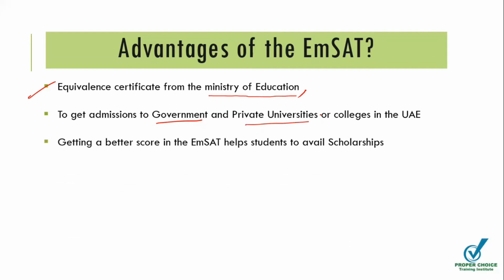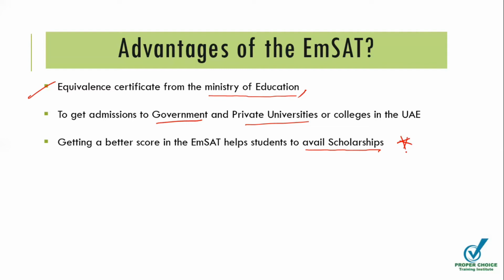The third advantage is that getting a better score in the EmSAT helps students avail a scholarship. Every university has a certain boundary score, the minimum score every student has to get. If students get higher than the minimum score, they have a chance to get a 20%, 30%, even 50% scholarship, based on the subject they choose and how much score they gained in the EmSAT. This is another, and the most important, advantage I would say with the EmSAT.